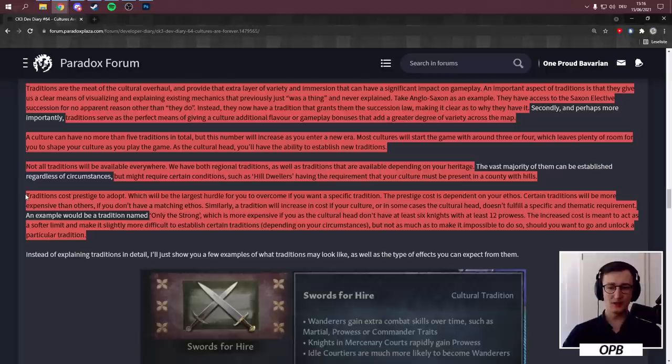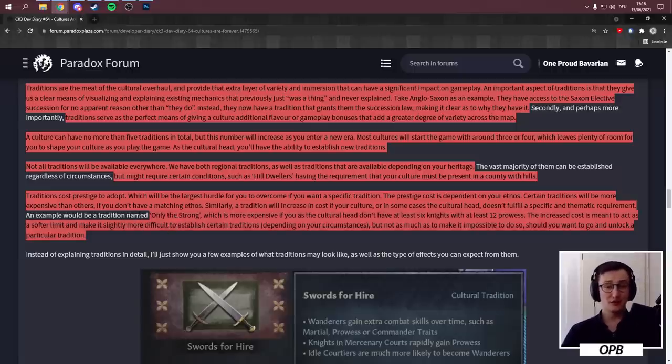An example would be, only the strong, which is more expensive if you as the cultural head do not have at least 6 knights with at least 12 prowess. Yeah, obviously. If you're the cultural head, if you rule over these cultural lands, and if this is your culture, this will only cement within your culture if you're living it. Again, this is the theme of this entire thing, basically, that your culture will be the way that it is living. In this case, you need to have 6 individuals that are your knights and have at least 12 prowess to then have a very cheap only the strong.